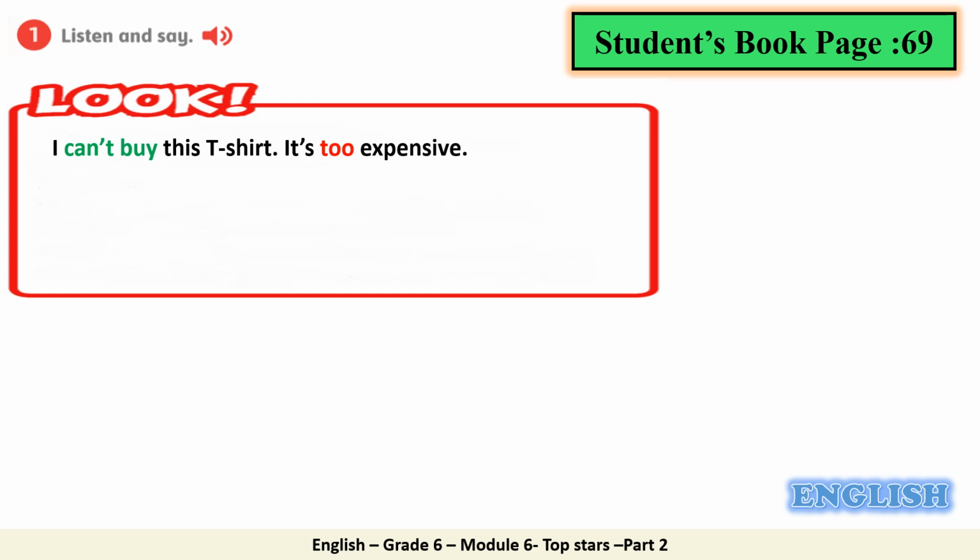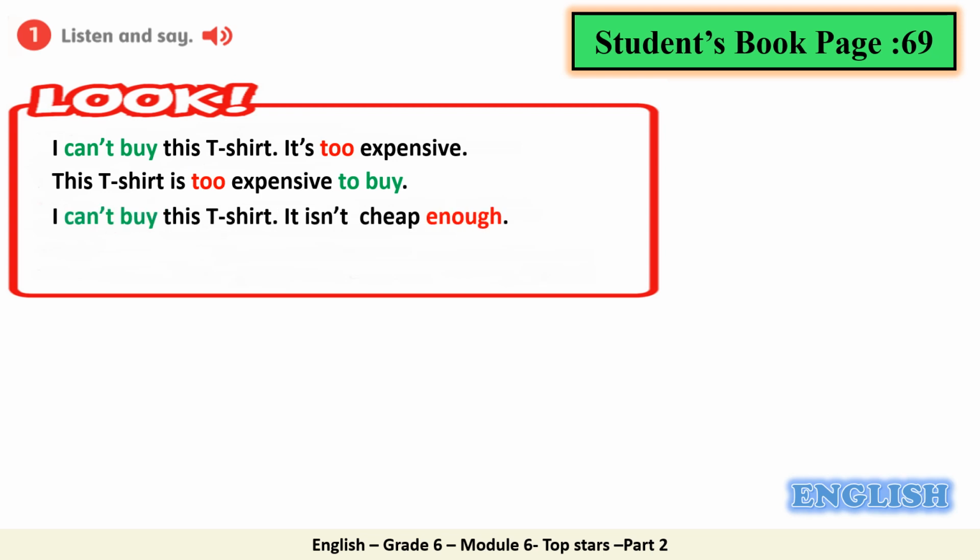Good. Can we say this sentence with the same meaning using other words? Yes. This t-shirt is too expensive to buy. The two sentences have the same meaning. So the first one, I can't buy this t-shirt, it's too expensive, has the same meaning as this t-shirt is too expensive to buy. It means that I can't buy it. Good.